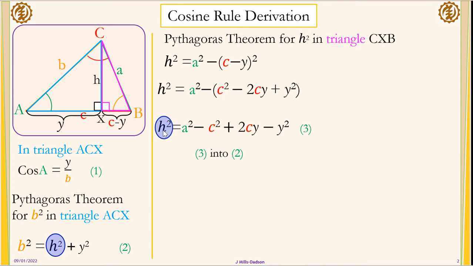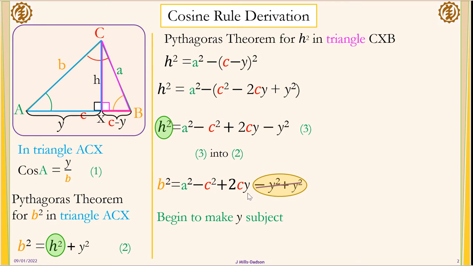You see, the height squared is the same as the height squared here. So what I'm going to do is that in place of this height squared, I'm going to replace it with all this, the highlighted, as you can see. So I'm going to put 3 into 2. And this is what I'm going to have. And you see, minus Y squared plus Y squared will cancel out now.